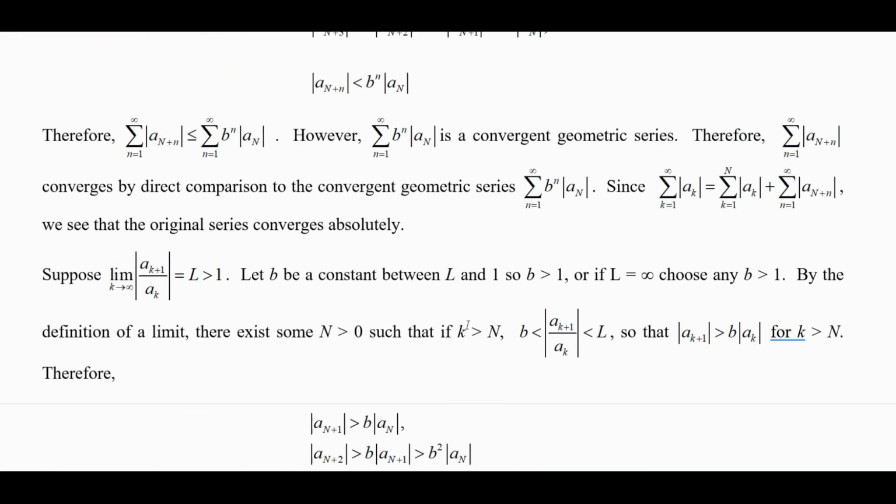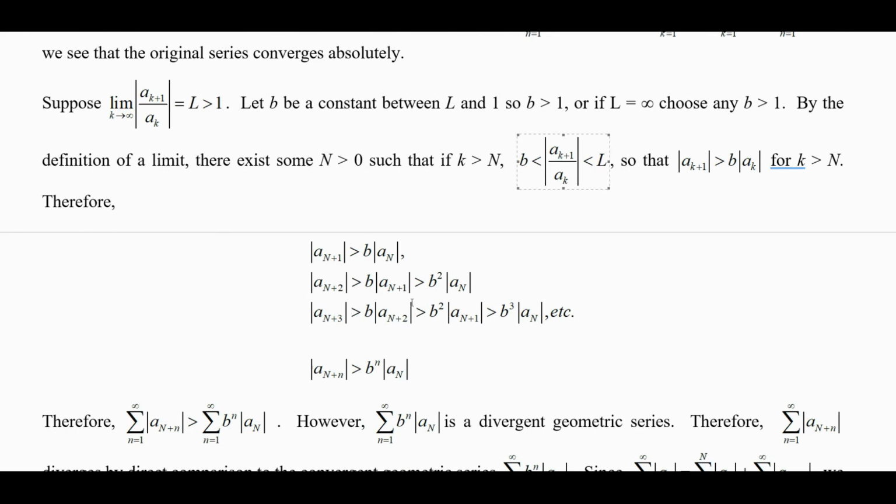Okay, so moving right along down here, we have again this setup right here. b is less than this ratio, absolute value, less than L. Multiply both sides by the absolute value of a sub k, and so we get b times the absolute value of a sub k is smaller than the absolute value of a sub k plus 1. And we get the same setup that we had before, but now the inequalities are in the other direction.